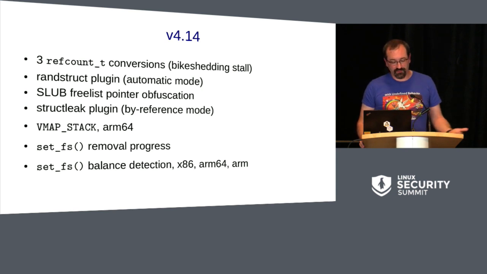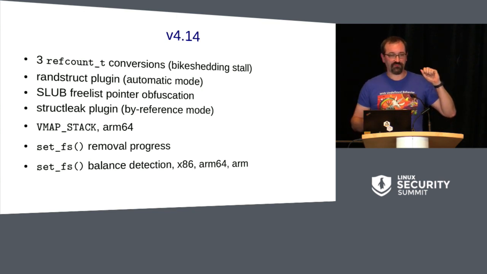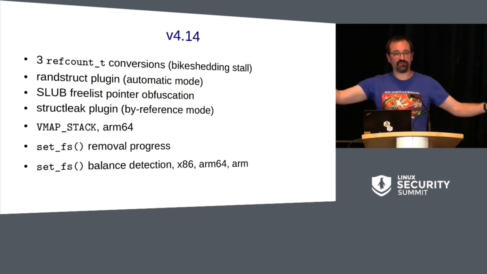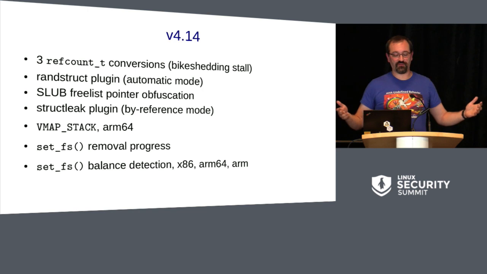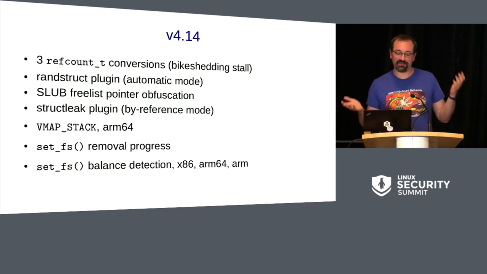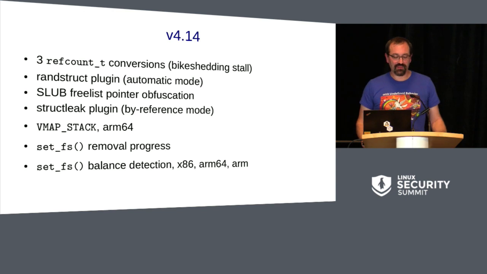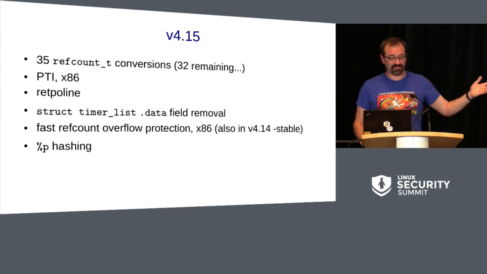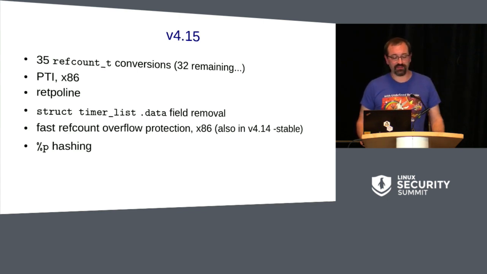We gained vmapped stack for ARM64, and then there was a large series of patches to just get rid of set_fs, which has been a problematic interface for a while, along with gaining bounds detection. See, if we set fs out to all of kernel memory, and then we exit out of a syscall without resetting it, that's a very bad bug, but that's one we've tripped over a number of times. So now we actually test for it on exit. We say, did you forget to reset the boundary? And it'll crash and come back or whatever. Anyway, so back, bike shedding is done, 35 ref count conversions, about 32 remaining.